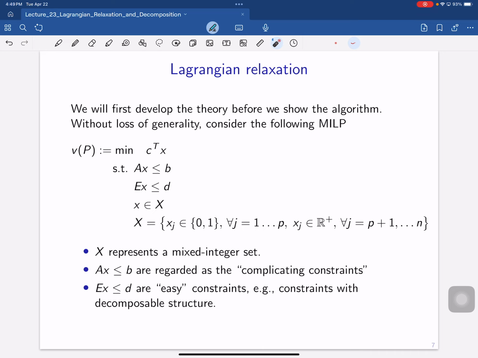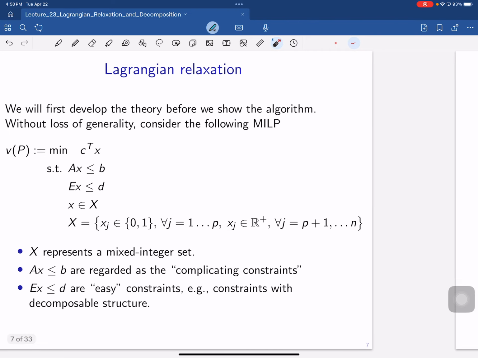Yeah, so if you remove those complicating constraints, the rest of the problem becomes easy, right? Usually it's because they have a decomposable structure. Okay. Yeah, so these are called easy constraints because they have a decomposable structure. You can run them in parallel. Okay, so this is a notation we will follow, but in practice, you can think about the two applications we have, right? They represent the complicating and the easy constraints.